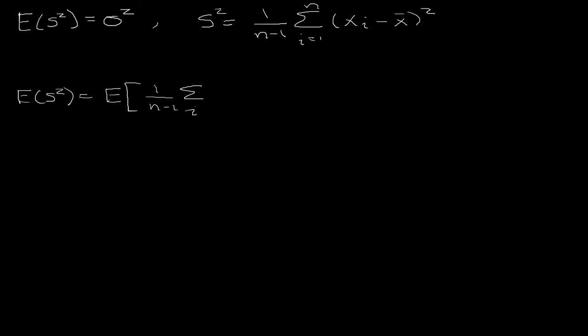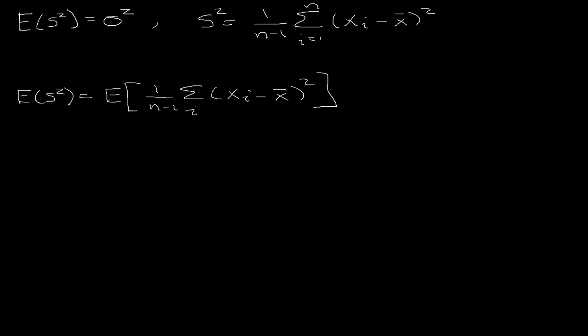Sum over i of (xi minus x bar) squared. Since we're going to be using a lot of these kinds of sums, I'm just going to save some time by not writing everything like this, i equals 1 to n, and just write i here. We're going to add over all i's.